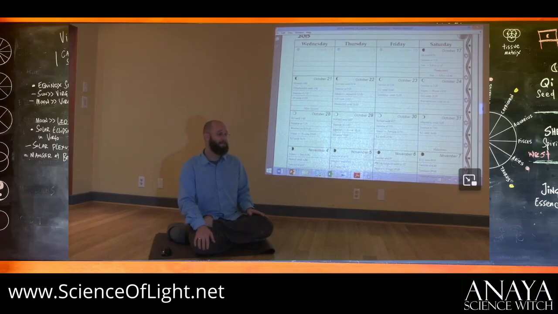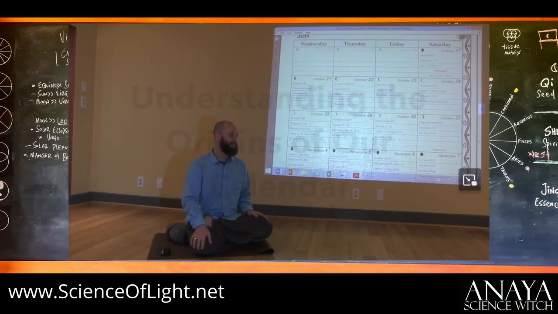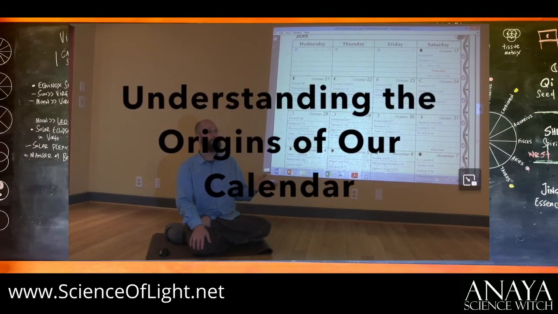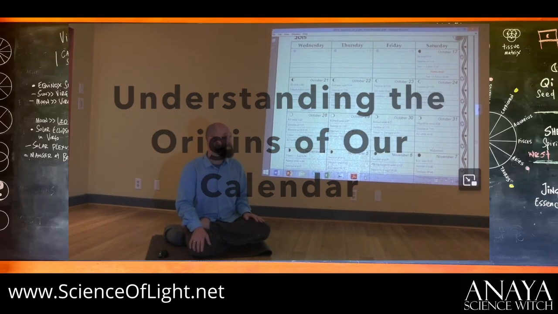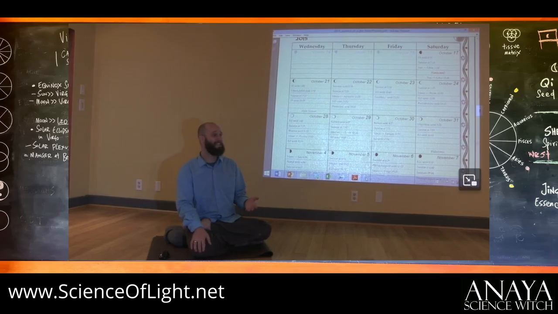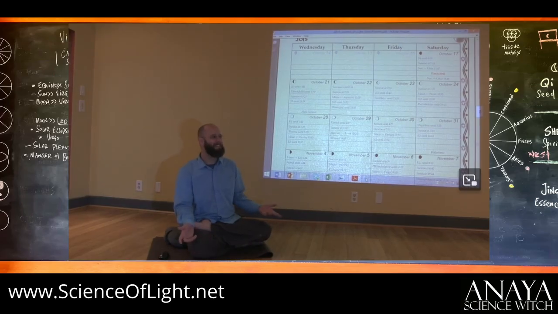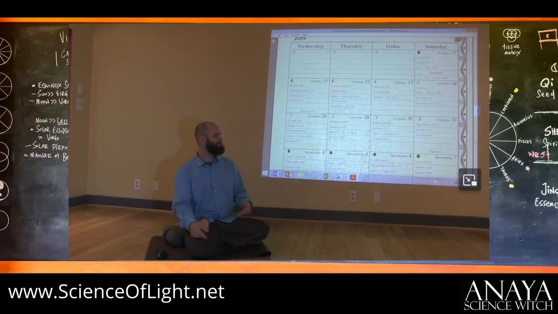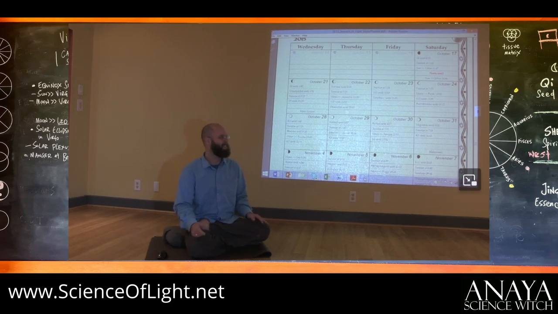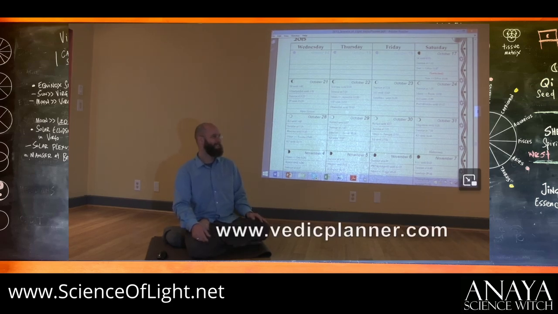In order to understand the Vedic calendar, we have to understand the calendar that we're using right now. Most people assume that that's just the way it is, that that's just time. And they're using that as if it's a given, not questioning who said that today is October 23rd. Like, who said that it's October? Who said that it's the 23rd? And what does that actually mean?